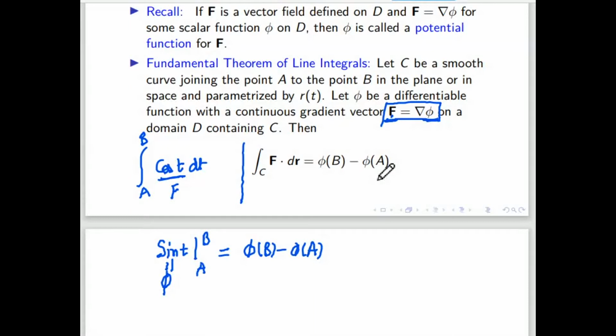So this is the fundamental theorem of line integral. For a line integral, you can do the integration when F equals grad phi. That integral will be what? It will be phi. So you have to calculate the phi.